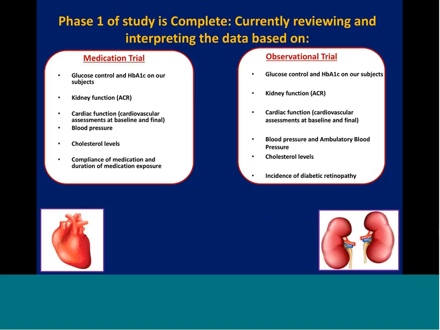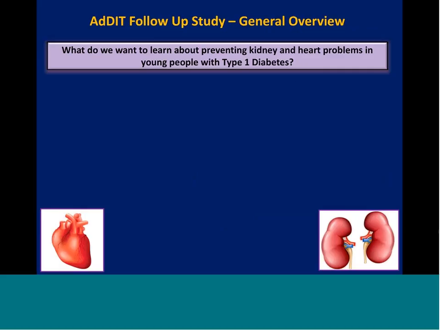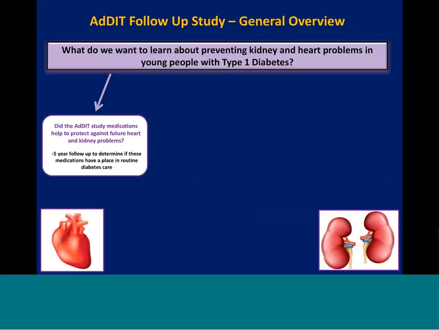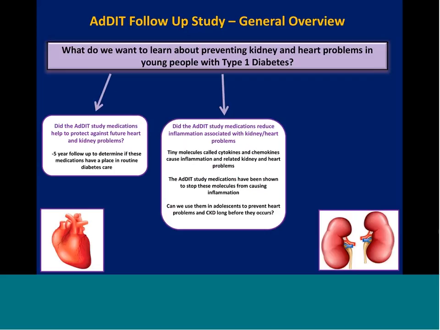Next slide, please. So in terms of the general overview of the follow-up study, again, it is looking at a prevention model. What can we be looking at in terms of preventing the onset and progression of renal disease and early cardiovascular markers in these young folks with type 1 diabetes. Next, please. So the question being, did the added study medications help to protect against future incidence of kidney and heart disease, and looking at the 5-year follow-up of these medications and their role as the outcomes are still being evaluated. Next, please. And also looking specifically at the role of inflammation.